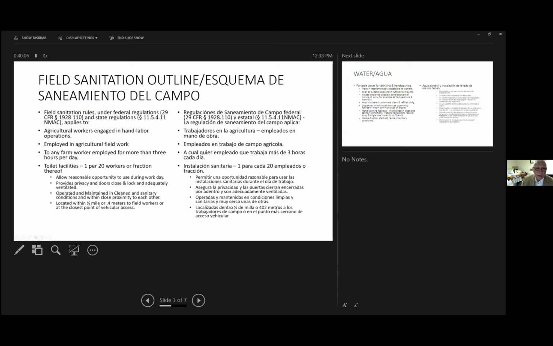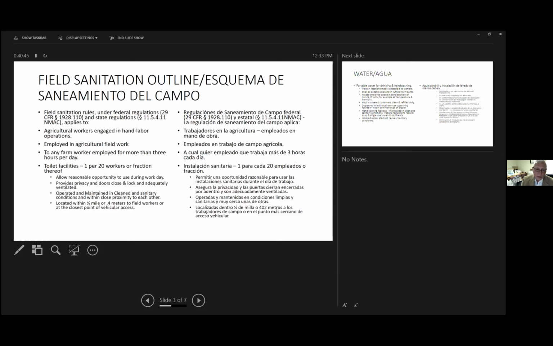And it applies to any farm worker when they work more than 3 hours per day. Toilet facilities are required for every 20 workers or a fraction thereof. And an employee should be allowed reasonable opportunity to use them during the workday. Employers also need to ensure that the facilities provide privacy, that the doors can be closed and locked, and that they are adequately ventilated. They should also be operated and maintained in clean and sanitary conditions and within close proximity to each other.